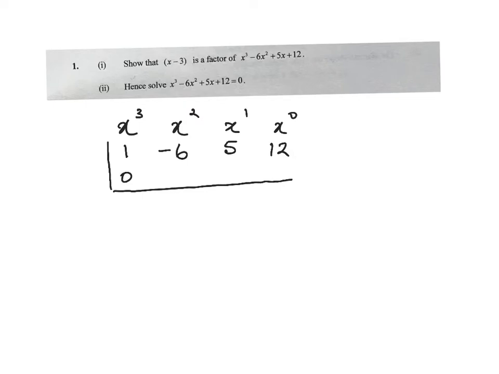Now, x minus 3 is what we have, so we can take the 3. 0 plus 1 is 1. 1 times 3 is 3. Minus 6 plus 3 is minus 3. Minus 3 times 3 is minus 9. That gives me minus 4. And minus 4 times 3 is minus 12, which means we have a remainder of 0. A remainder of 0 means that x minus 3 is a factor.